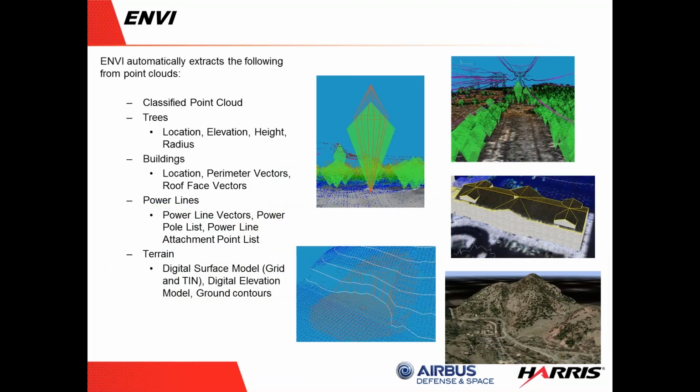We also have pretty robust Lidar analysis capabilities. Like I mentioned before, we can automatically extract trees, buildings, and power lines from the point cloud, all with attribution behind them, as well as different terrain information, such as digital surface models, digital elevation models, ground contours, and things like that. So that's a quick overview of the ENVI stack. I'm going to pass it to Gertrude now to give you an overview of Airbus and the Airbus WorldDEM product.